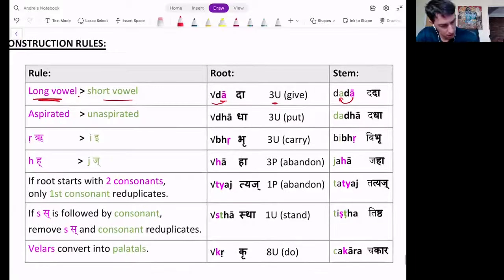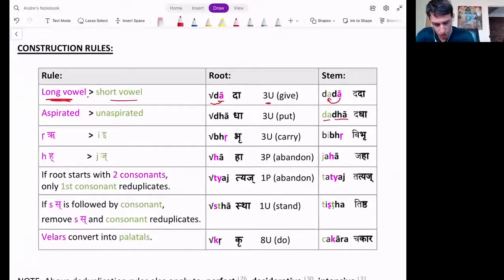Aspirated into unaspirated. Dhā, which means to put. And then you simply change the aspirated to unaspirated, so from dha into da. You don't say dhadhā, you say dadhā. Example: dadhāti. Yes, correct. Sorry, I couldn't see it because of the images. Dadhāti, which means he puts, she puts.